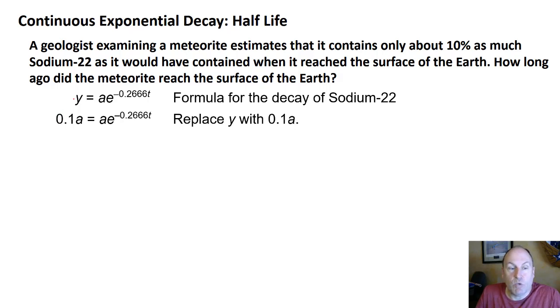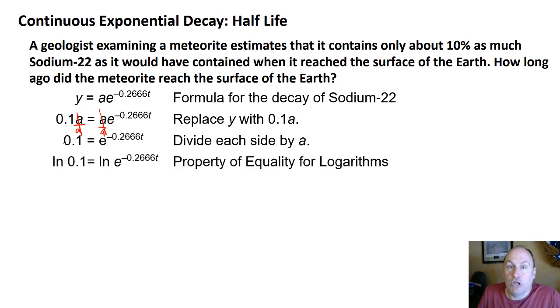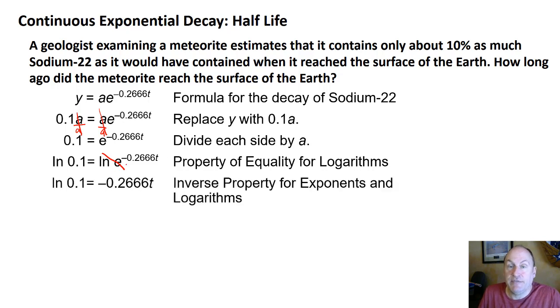So we're going to replace y with 0.1a because 0.1 is 10%. We're going to divide both sides by a, allowing the a's to cancel out. So 0.1 equals e to the minus 0.2666t. Now we're going to take the natural log of both sides. The natural log of 0.1 equals the natural log of e to the negative 0.2666t. The natural log and the e are inverses of each other and will cancel out because the natural log of e is 1. And we get the natural log of 0.1 equals negative 0.2666t.